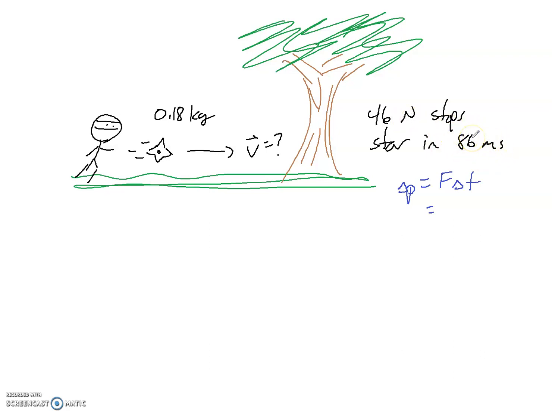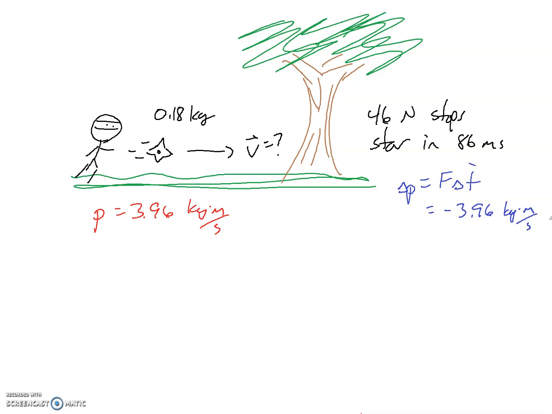So if you multiply those two things together, we get an impulse of about negative 3.96. And I'm saying it's negative because the star was stopped when it hit the tree. Well, if that's how much impulse there was, if that's how much momentum was taken away from the star, that must be how much momentum it had when it was flying towards the tree. So over here, it must have had a momentum equal to 3.96 kilogram meters per second. So when it hit the tree, it could be taken away when the star was stopped.